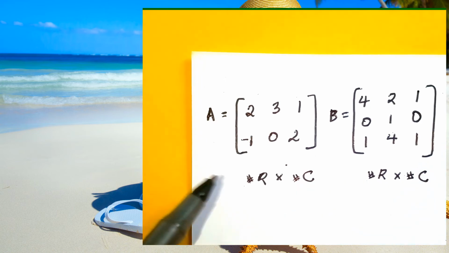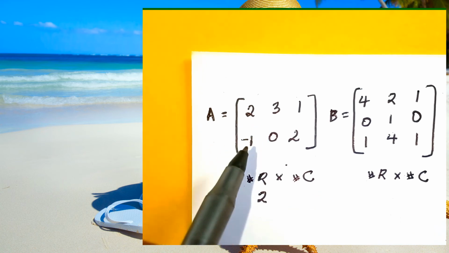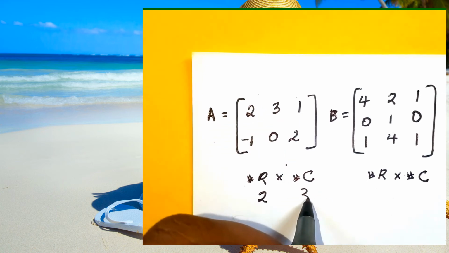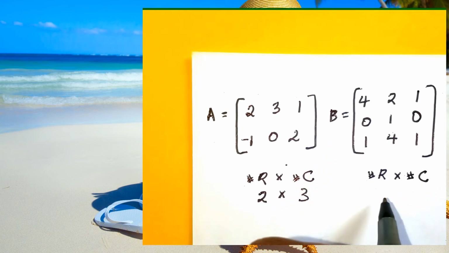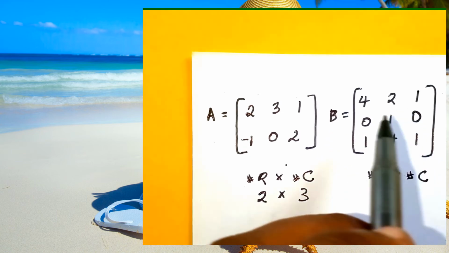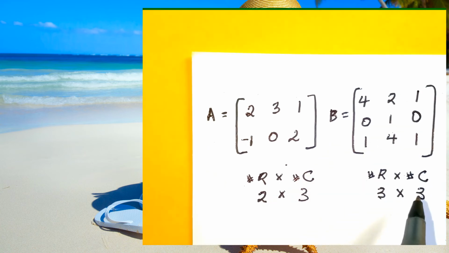So when we look at A, it has 1, 2 rows. And when we look at A for the columns, it has 1, 2, 3 columns. So A has an order, or a dimension, a size or a rank, of 2 by 3. It's a 2 by 3 matrix. And for B, the number of rows is 1, 2, 3, and the number of columns is 1, 2, 3. So B is also a square matrix because the number of rows is equal to the number of columns. Now, there's something interesting about this one.